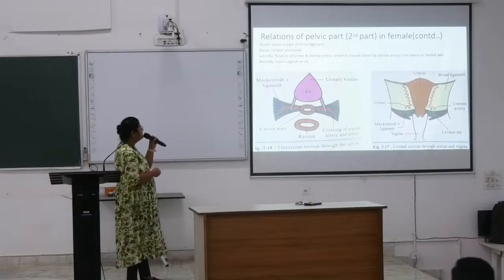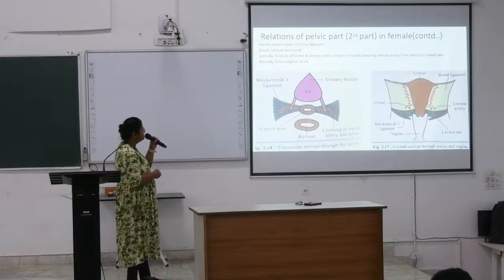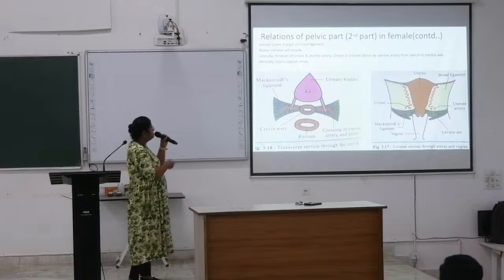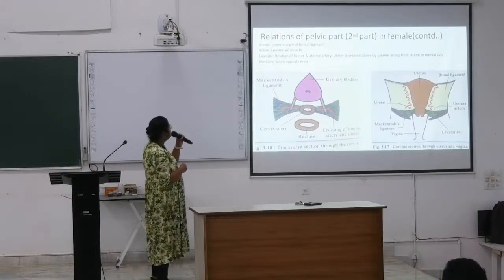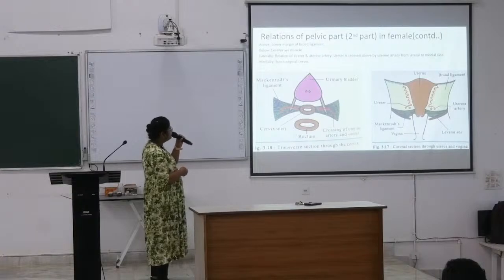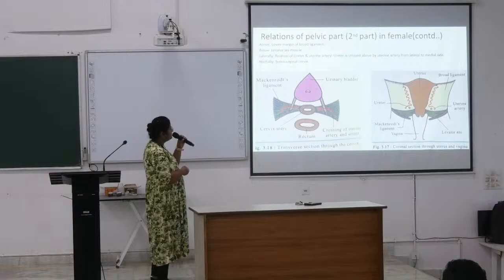This is the bladder. Here is the cervix of the uterus. This is the rectum, from anterior to posterior. Okay, and laterally, so medially there is the supravaginal part of the cervix. This is the supravaginal part of the cervix lying medial to the ureter.